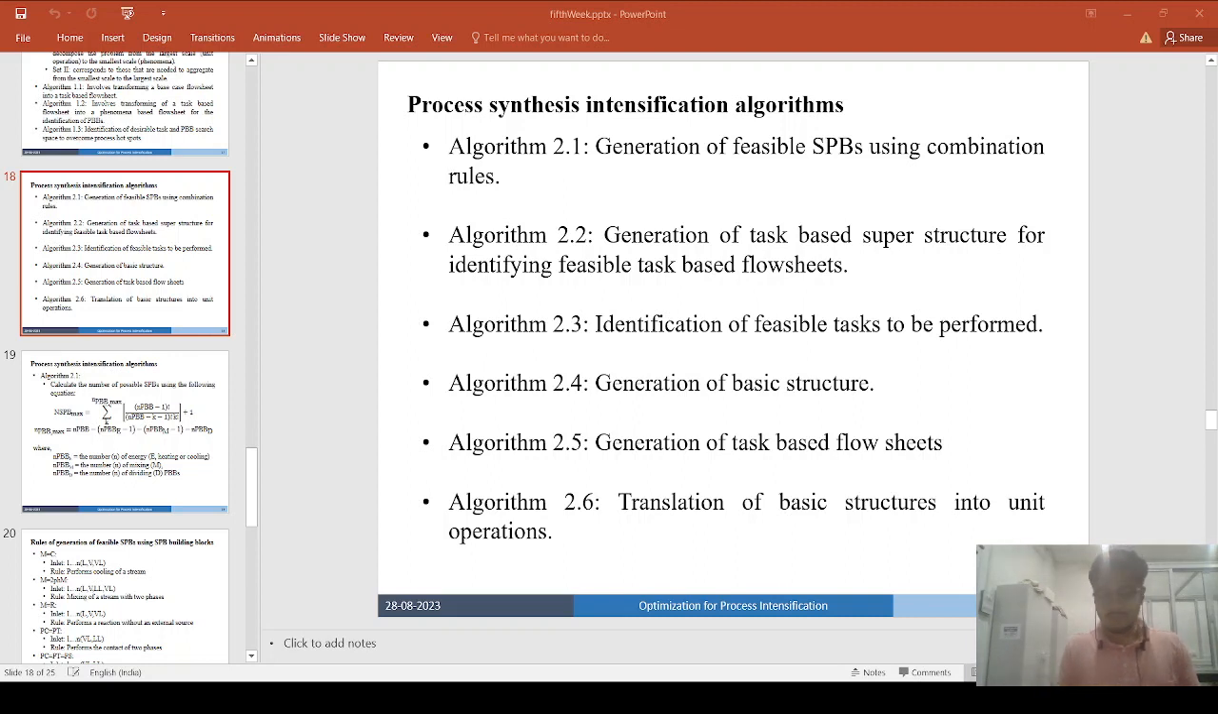So as you can see, in set 1 we were going from the unit operation based flow sheet to a phenomena based flow sheet, but here we are trying to combine the different phenomena based blocks to form a unit operation based flow sheet. So it involves 6 steps. Now again emphasizing sub algorithm 2.1.